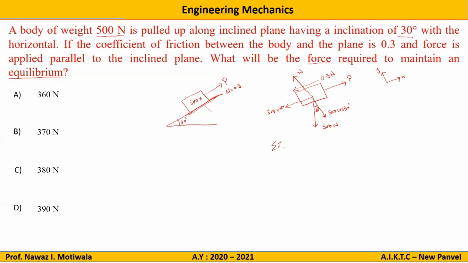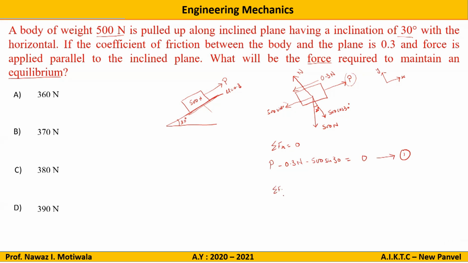So I will have summation of Fx equal to 0. In Fx, we add all the forces in the X direction. The first force I encounter is this one, P. It's going right side, so it will be positive. Then this is going towards the left side, so negative: minus 0.3 N. Then this force is also going towards the left side, so it will be minus 500 sin 30. And all this should be equal to 0. From this equation there are two unknowns, P and N, so we will not get the answer. That is equation number 1.